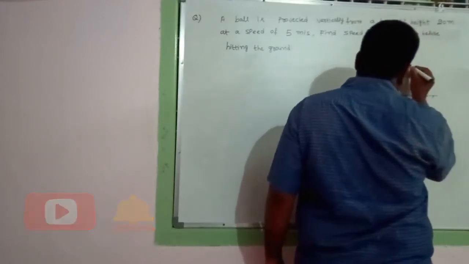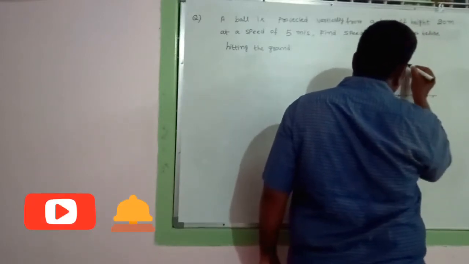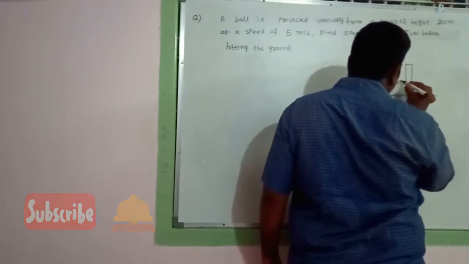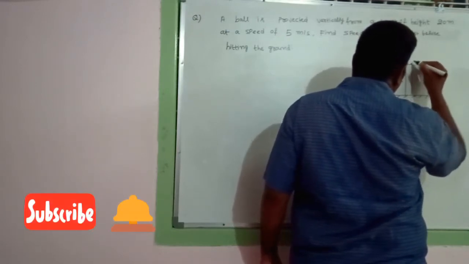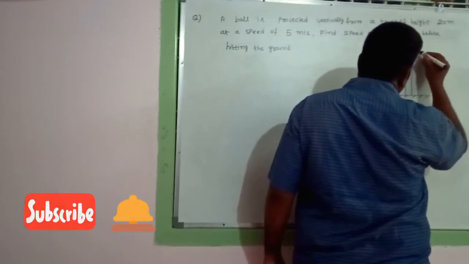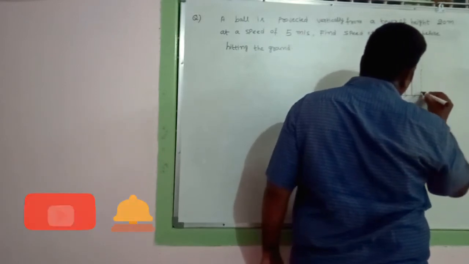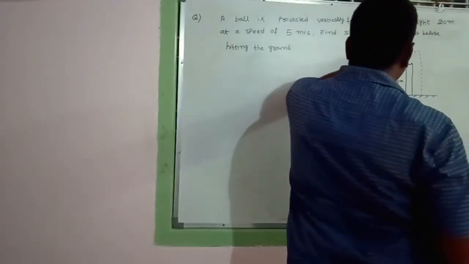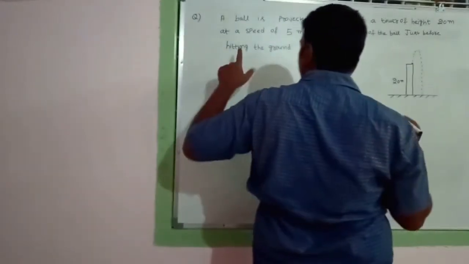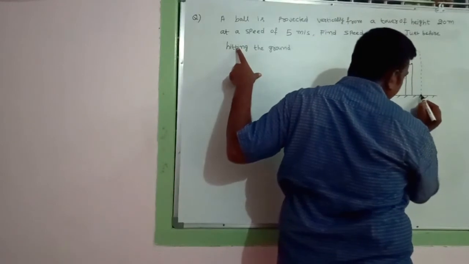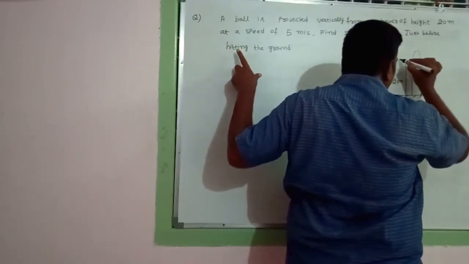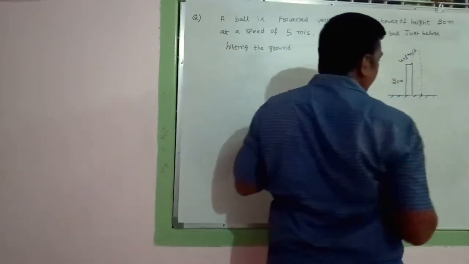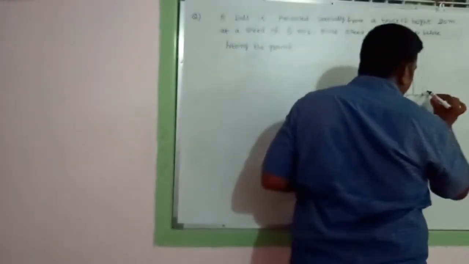Here the height of the tower is given as 20 meters, and an initial velocity has been applied, and then the ball reaches the top and comes down again. They asked to find the speed of the ball just before hitting the ground. Hitting the ground means at this point we have to find the velocity. Here u is equal to 5 meters per second.